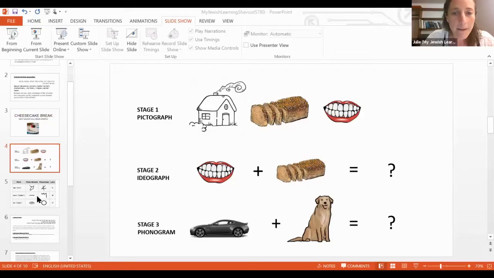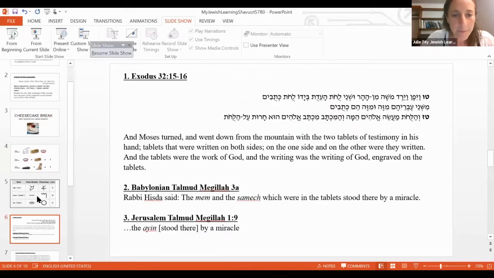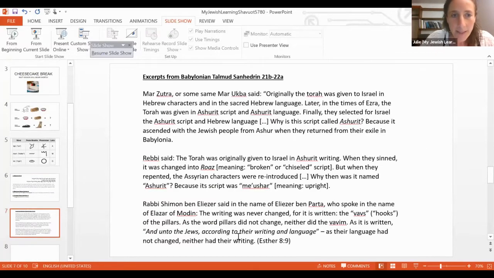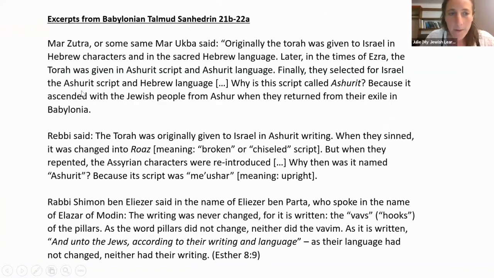So let's look at how the rabbis deal with this. Okay. This is a little bit long, but I think it will be worth it. So we have a few ideas in the Talmud for how to deal with this. The three paragraphs are three different ideas.